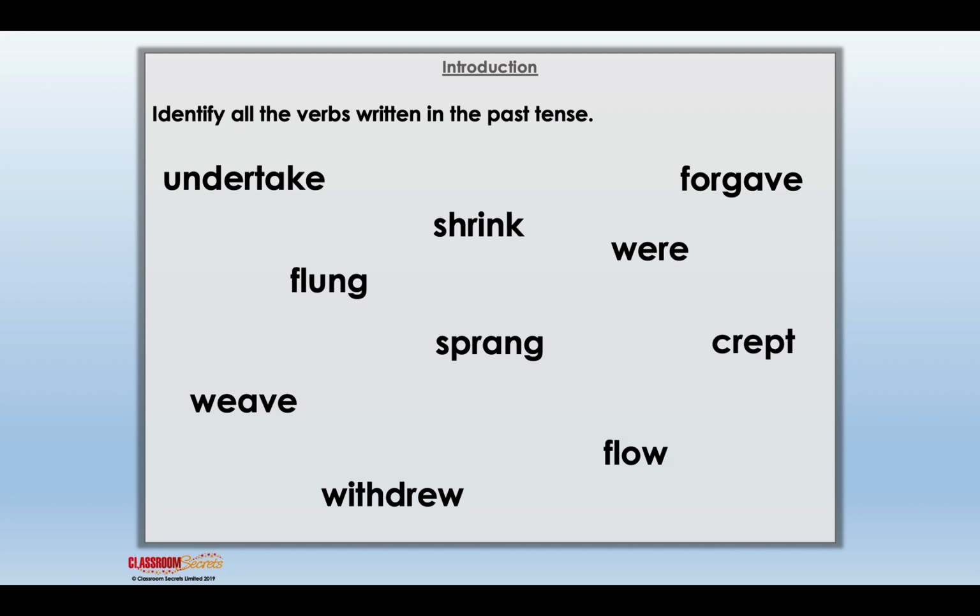After all of that grammar talk, let's just identify all of the verbs written in the past tense. Now you can pause the video here to do this. Did you get them? Flung, forgave, were, sprang, crept, and withdrew.